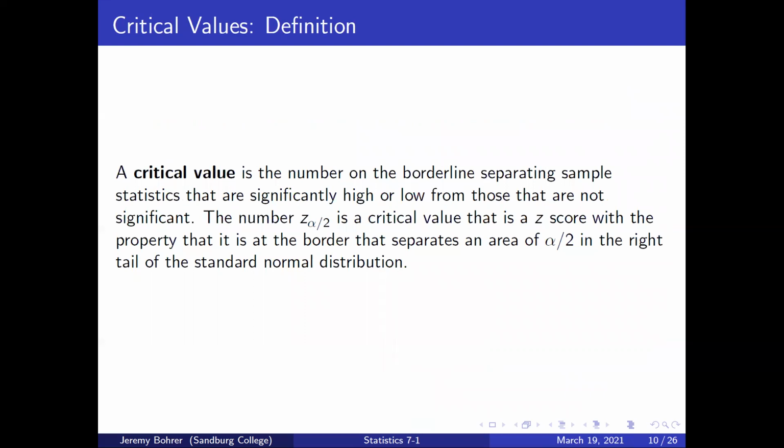A critical value is the number on the borderline separating sample statistics that are significantly high or low from those that are not significant. The number z sub alpha over 2 is a critical value that is a z-score with the property that it is at the border that separates an area of alpha over 2 in the right tail of the standard normal distribution.